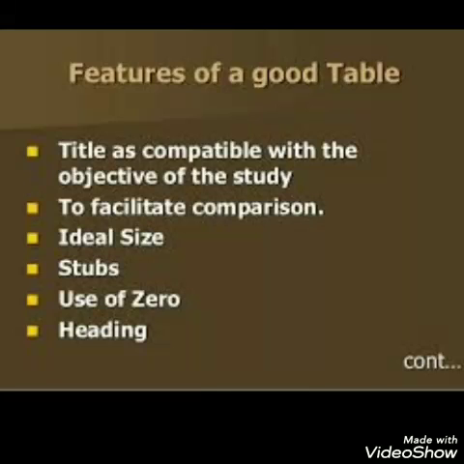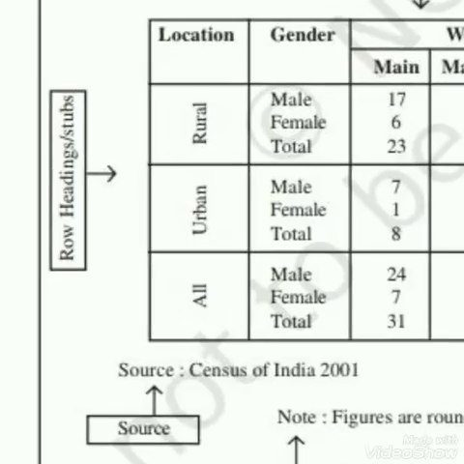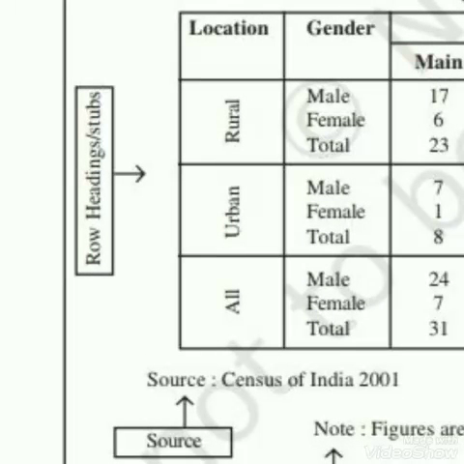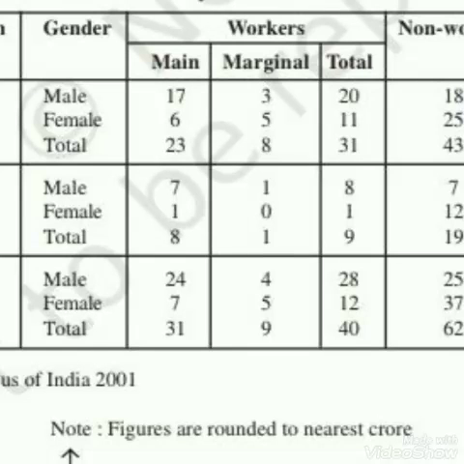Look at the picture. In this picture all parts of the table are mentioned. First is the table number, which here is 4.5. Then the title, on which the table is formed. The title is: population of India according to workers and non-workers by gender and location, 2001. We take that as an example.